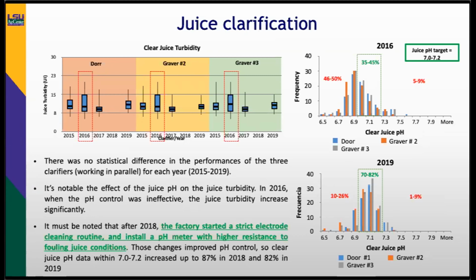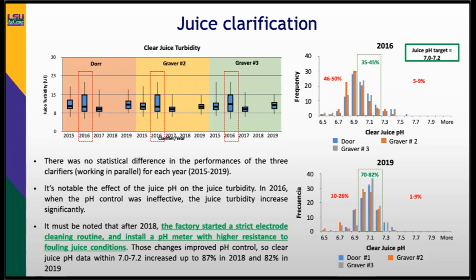on the slide, in 2016, the target pH for the juice was around 7 to 7.2, and only between 35 to 45% of the juice had that pH that year. And on the left side of the slide, you can see the clear juice turbidity. And specifically during 2016, you can see that the box of the clear juice turbidity is bigger than the boxes of the other years, which means the pH was affecting the clear juice turbidity.